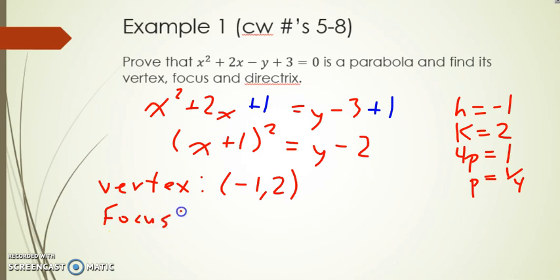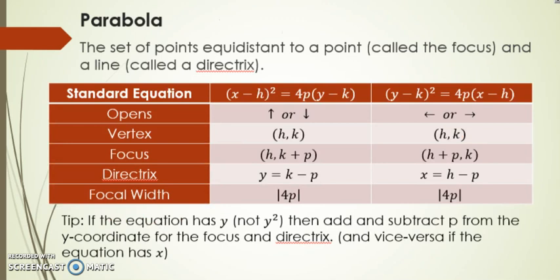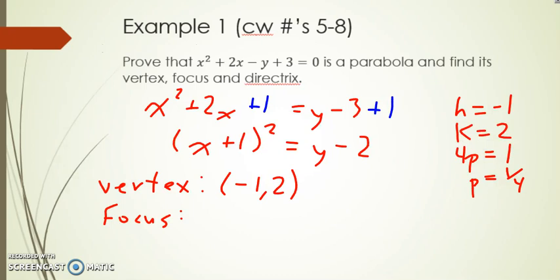My focus, just to remind you, we have our x squared equation, so I'm looking at the left-hand column. My focus is going to be h and then k plus p. So h and then k plus p. This time I'm adding a fraction. So 2 plus 1/4 is actually going to be 9/4.